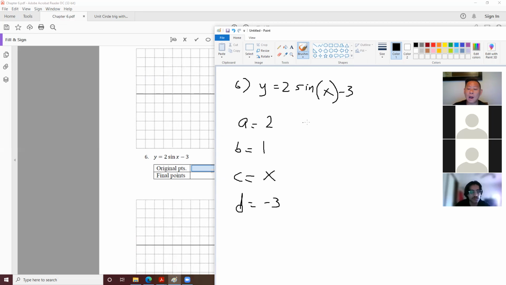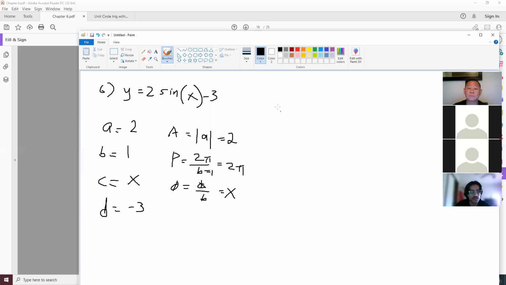Okay. So amplitude, period, and phase shift. Amplitude is the absolute value of A. So in this case, it's just 2. Period is 2 pi over B. And since our B is 1, the period in this case is 2 pi. Phase shift is C over B. Since C is not given to us, there is no phase shift. Again, no phase shift means we don't need to move it left or right.